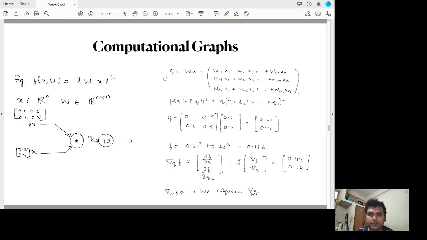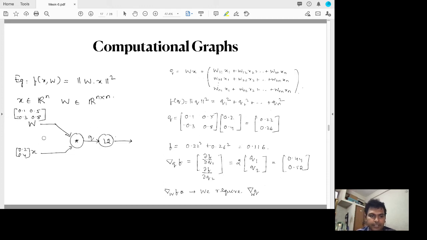How do you define q? q is defined as Wx. If you break this up into n dimensions, the entire broken up part would be W11 x1 plus W12 x2 plus W1n xn, and similarly you will get all the other rows. This is normal matrix linear algebra. And f of q would be the norm of q squared, which is q1 square plus q2 square up to qn square.